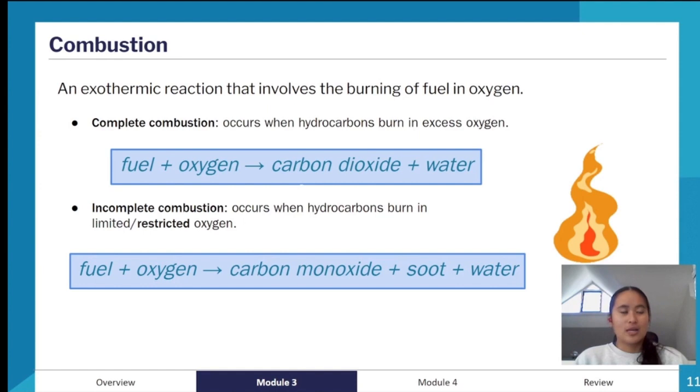So that one in the products, it has the most oxygen molecules. So carbon dioxide has 2 oxygens, whereas carbon monoxide only has 1 oxygen. So that's incomplete versus complete. So that's just how I remembered my incomplete and complete combustion. There's lots of different ways to remember it, but that's just how I did it.